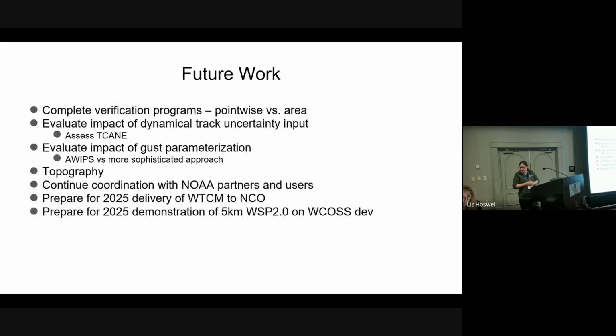And next, yep, I've got a future work slide. So things that we're continuing to work on, we're expanding the verification programs with this, assessing point-wise versus area probabilities, things like that. And, you know, this is getting towards some of those things I'd already talked about, assessing TCANE and looking at the more sophisticated gusts approach. Topography remains a large topic. And, you know, continuing the coordination and preparing for the deliveries. So that's it for me.